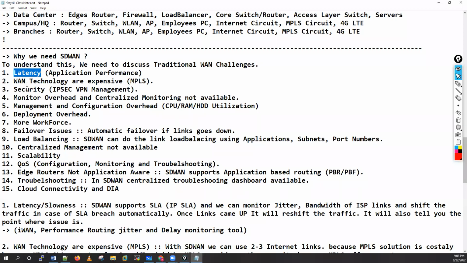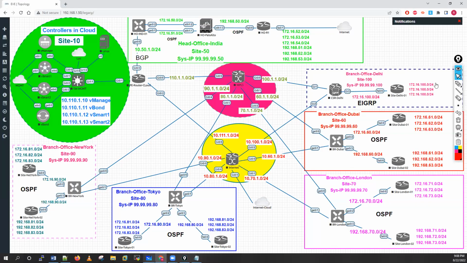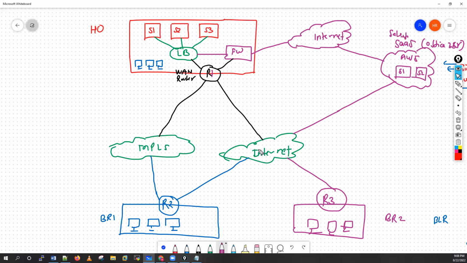Now, when technology is expensive, guys, what can you do? Previously, in the old days, through the internet link you would not get an SLA. There is no SLA and no security. So in that case, you had to go with two MPLS connections, one maybe from BT, another maybe from Tata.